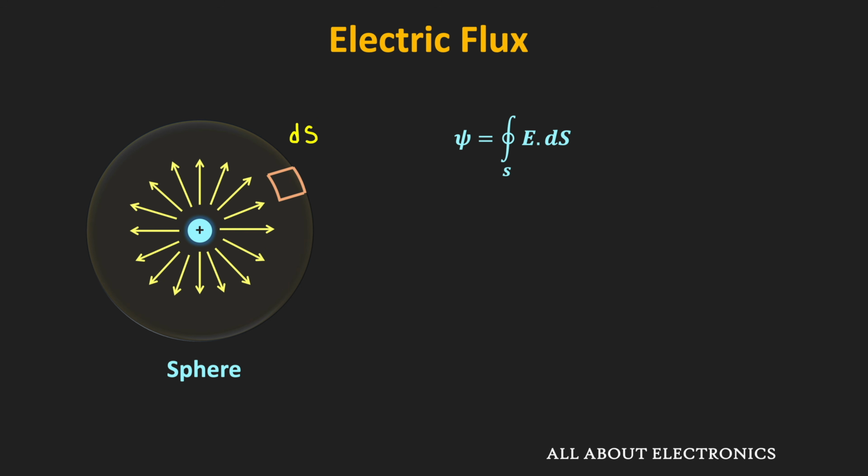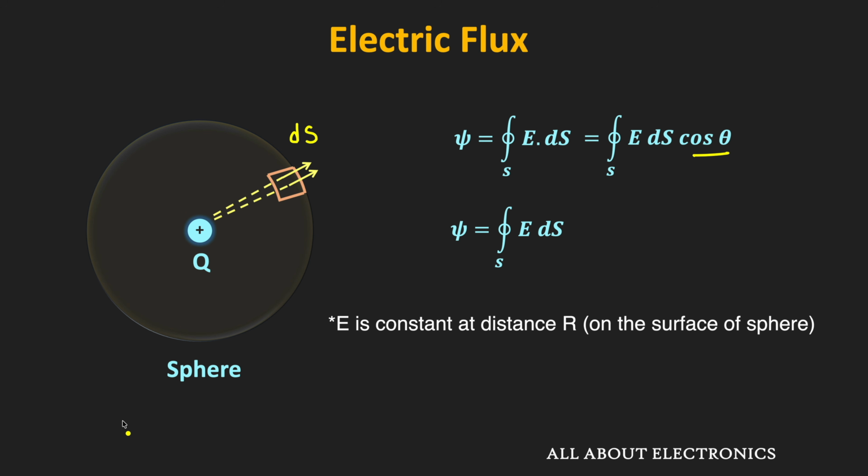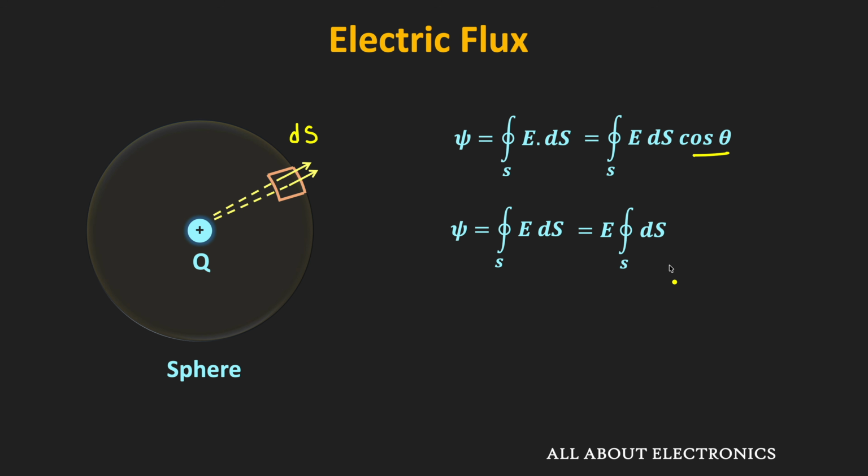So now in this case, if you see, then at any point in the sphere, these electric field lines are normal to the surface of this sphere. Therefore, this dot product of E and ds can be simply written as the multiplication, because here theta is equal to 0 and therefore cos theta will become 1. Further, this electric field E is independent of the geometry of the surface, so we can take it outside. That means now this integration is nothing but the area of this sphere, and we know that that is equal to 4 pi times r square.